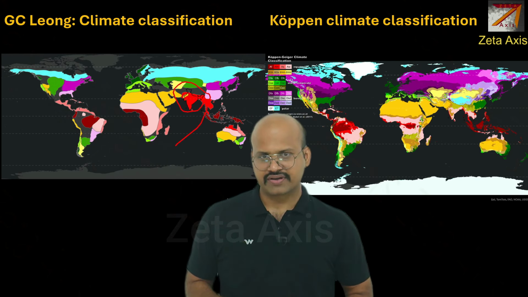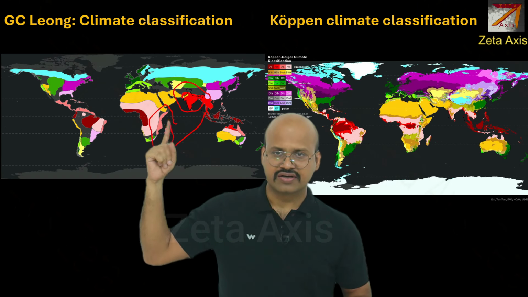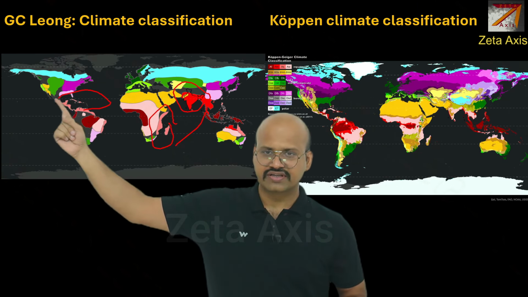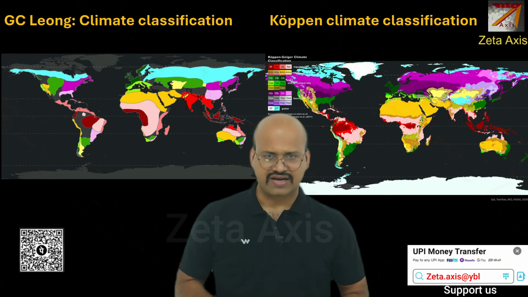In this map, this red color region indicated over here is the tropical monsoon climate. And this pink color region, which is spread here, and which we can also see in the Central American region, is part of the tropical marine climate.